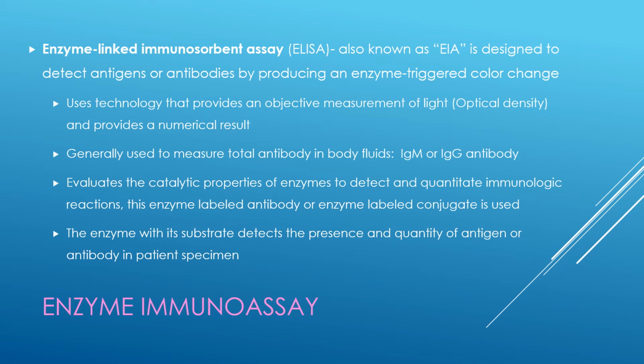This method evaluates the catalytic properties of enzymes to detect and quantitate immunologic reactions. This enzyme-labeled antibody or enzyme-labeled conjugate is therefore used. The enzyme with its substrate detects the presence and quantity of antigen or antibody in the patient specimen.